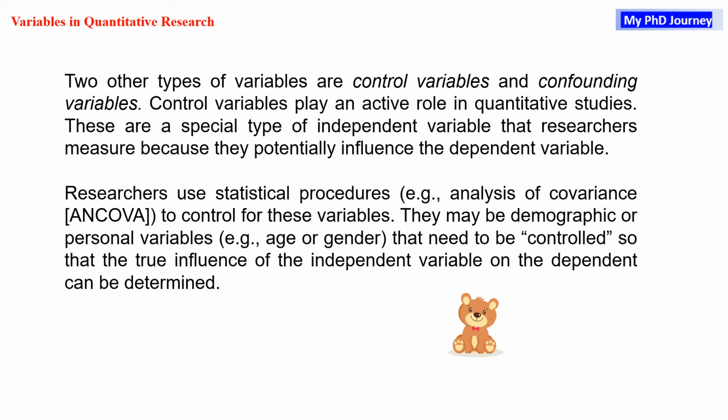Two other types of variables are control variables and confounding variables. Control variables play an active role in quantitative studies. These are a special type of independent variable that researchers measure because they potentially influence the dependent variable. Researchers use statistical procedures, e.g., analysis of covariance (ANCOVA), to control for these variables. They may be demographic or personal variables, e.g., age or gender, that need to be controlled so that the true influence of the independent variable on the dependent variable can be determined.